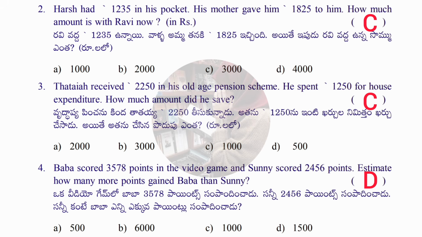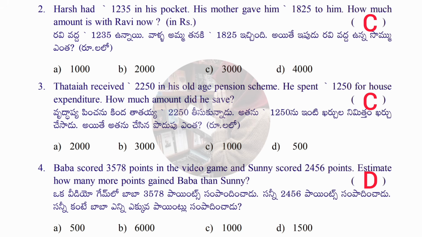1,235 plus 1,825. You will get exactly 3,000. Okay, next, third question: Tataya received 2,250 in his old age pension scheme. He spent 1,250 for house expenditure. How much amount did he save? Okay, here you have to do the subtraction.